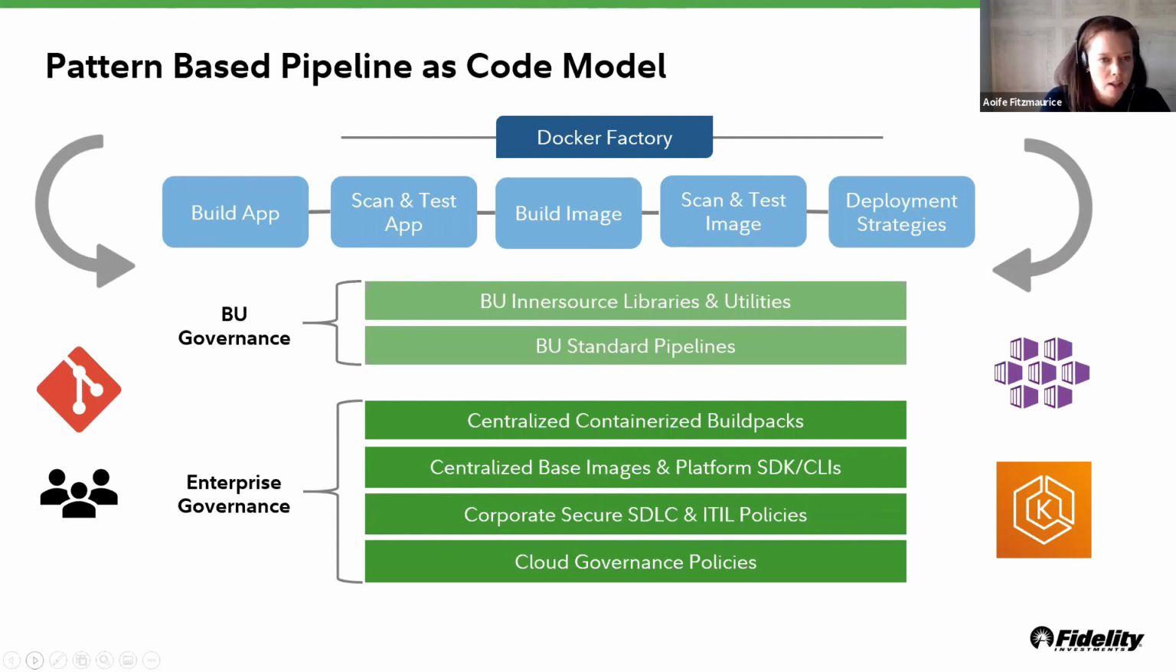So out of the box, they can see what pipelines they should be using as they do their journey to the cloud. Then if we think about some of the central areas, things like cloud governance policies, corporate secure SDLC and ITIL policies, some of the centralized base images, etc. Our users don't really have to worry about any of these things because they're using standard pipelines and libraries that are leveraging the central capabilities that do exist. And all they have to do is plug in their actual applications themselves, the various things that make them unique to their application or their business unit, and then deploy it out to their desired target endpoint.